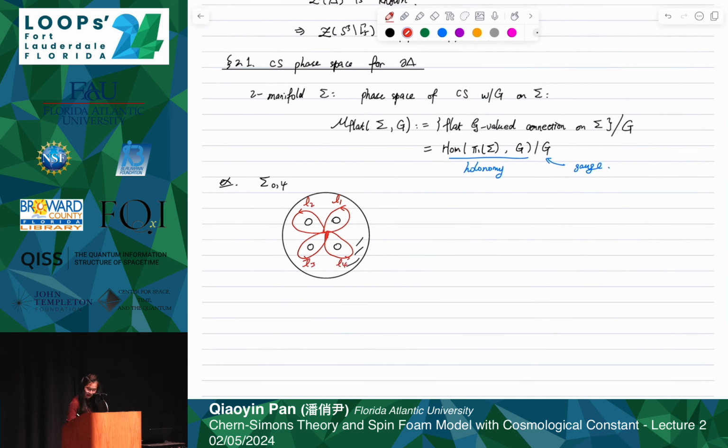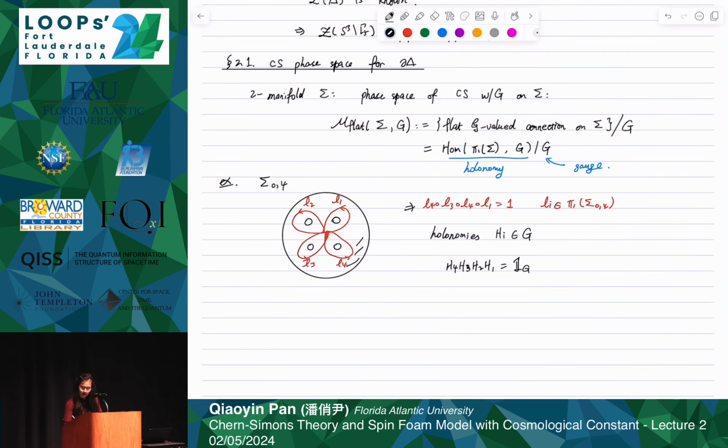L3, L4. And the fundamental group is generated by these loops, and they should satisfy the condition that combining all these loops together gives me 1. Here, these Li are in the fundamental group of the four-holed sphere. And this homomorphism is just to write the holonomies along these loops, which take values in the group G, and this condition can be written as a closure condition: H4, H3, H2, H1 equals identity in the group G.